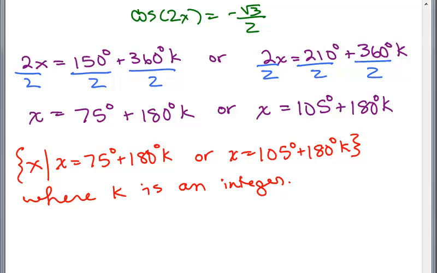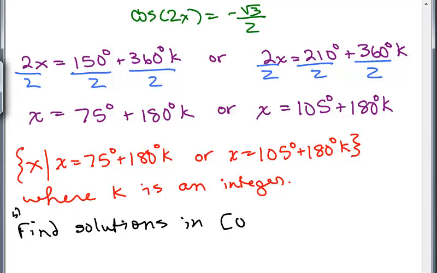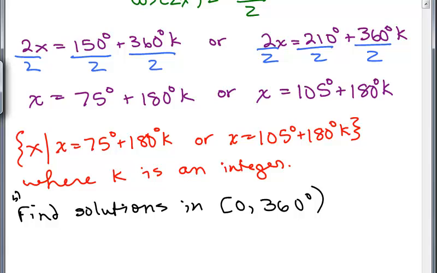So we've done part A. Now what about part B? Part B says to find solutions in the interval 0 to 360. Find all values in the interval 0 to 360 degrees. Okay, so what we have to do is look at the full solutions, and we start writing out the values, but we're not going to list anything over 360 degrees.